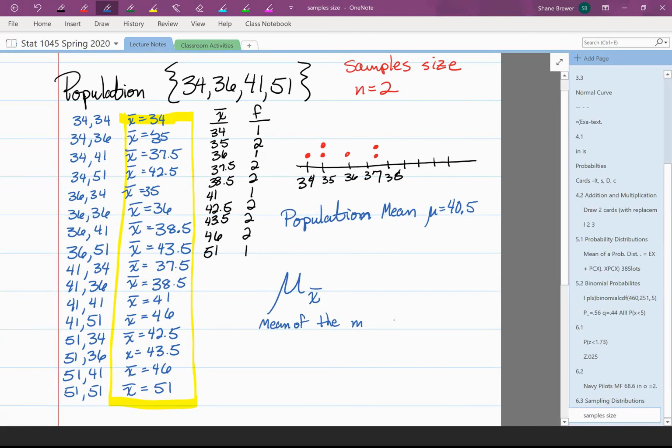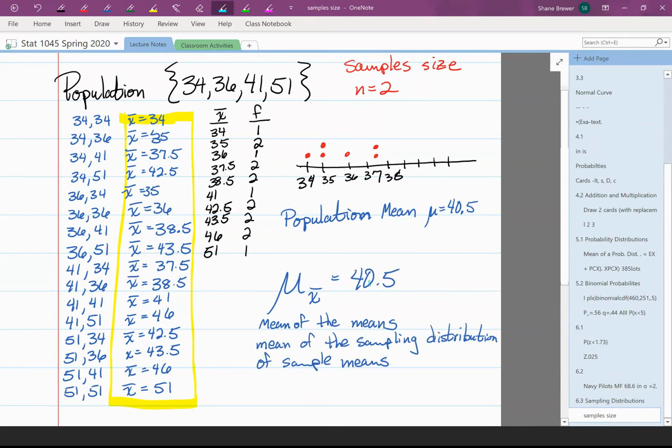Or if you want to use the official language, it's the mean of the sampling distribution of sample means. I like mean of the means because I can see that I'm just taking the average of those numbers, those averages. Well, look what it equals, 40.5. Bam. The mean of the population is the mean of the sampling distribution.